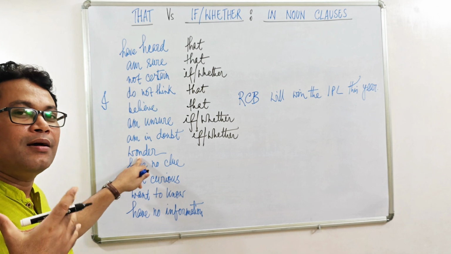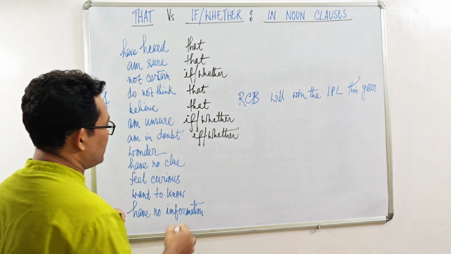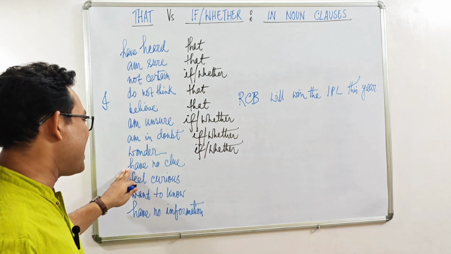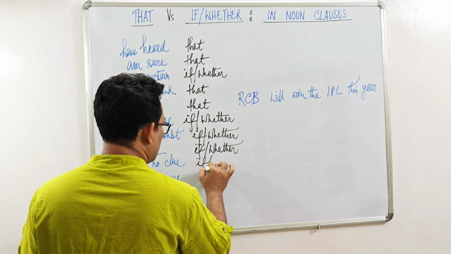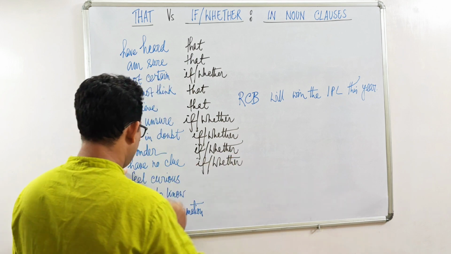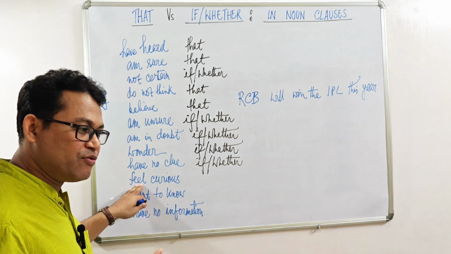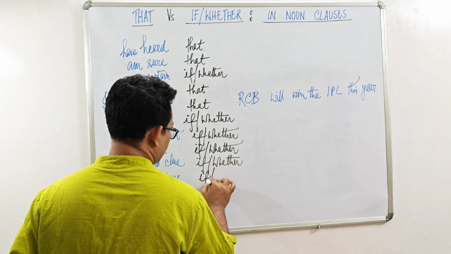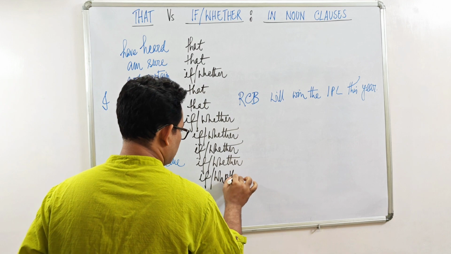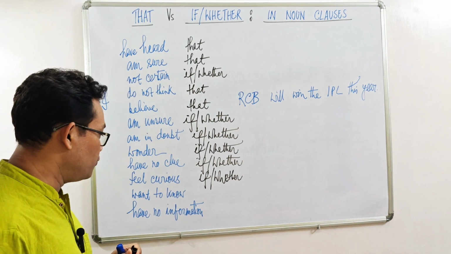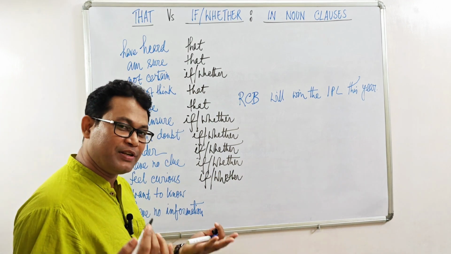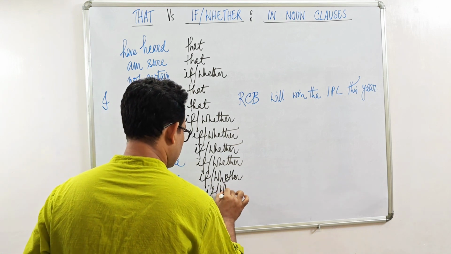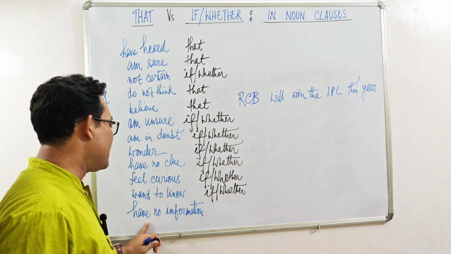I wonder, because I have no information, I'm not certain. So again if or whether. I have no clue, again if or whether. I feel curious. I feel curious because I want to know, because I don't have any definite information. So again if or whether. I want to know, again I have no definite idea, I have no definite information, I am not certain. I have no information, again.